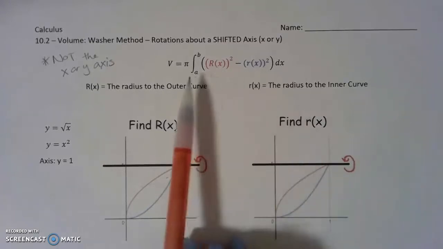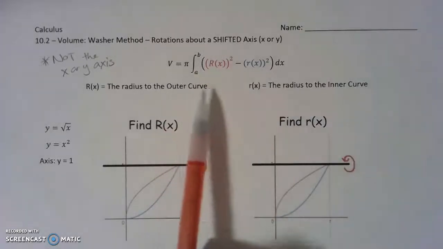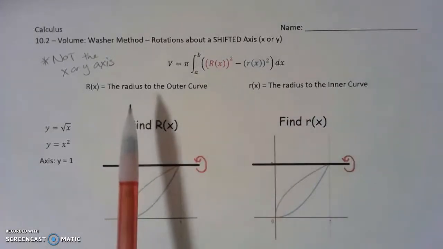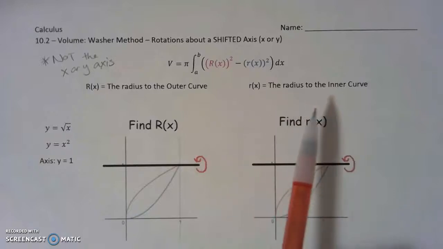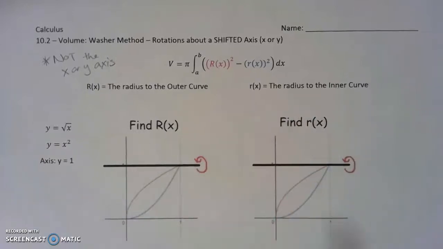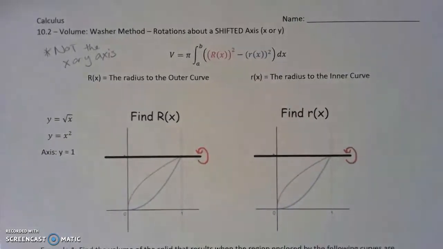Our equation for the washer method is still the same. That's not going to change. Big R of x is going to be the radius to the outer curve, and the little r of x is going to be the radius to the inner curve. On this first one, we're not going to solve these, we're just going to talk about them.